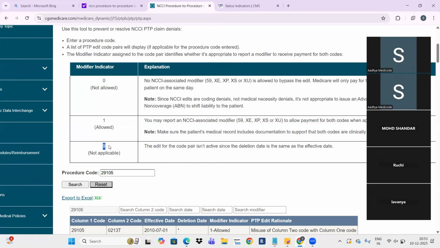While we are coding multiple outpatient procedures, we need to check the procedure to procedure edit. The two procedures are bundled or not, we can code together or not. Okay, so 9 means clear. There are no edits, so we can code directly, without appending any modifier also.